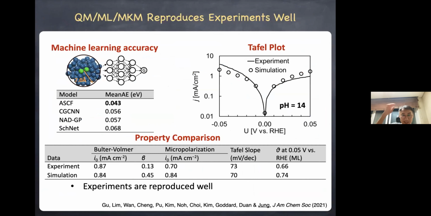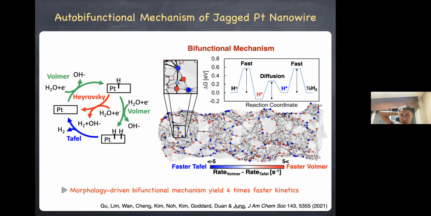We did that, and then we did some multi-scale microkinetic modeling, and from that we obtained current densities as a function of the potential for the hydrogen evolution reaction. The circles are the simulation results using our method, and the solid line is the experiment, and they have a pretty good agreement. The other experimental parameters are also well reproduced. By establishing this agreement between theory and experiments, we were able to understand why this jagged platinum nanowire showed such an enhanced activity.